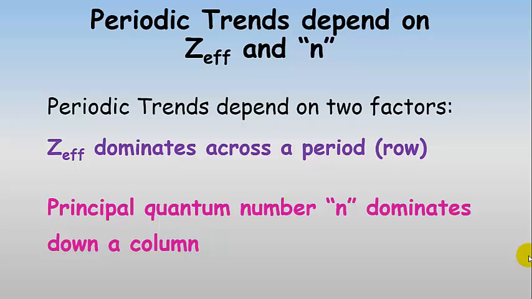And remember also that our periodic trends depend on both the effective nuclear charge and the principal quantum number. The effective nuclear charge dominates across a period, so as we go across a period, the effective nuclear charge increases. As we go down a column, the principal quantum number n dominates, so basically the size of the orbitals dominates the picture.